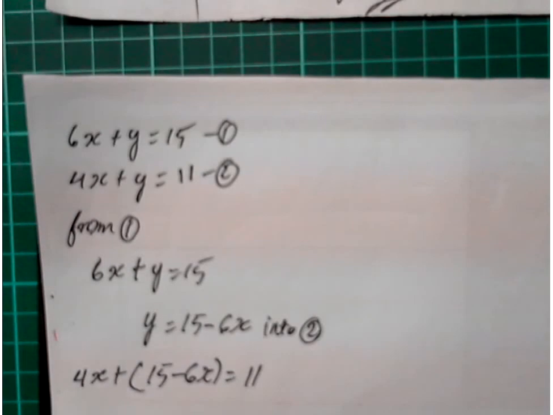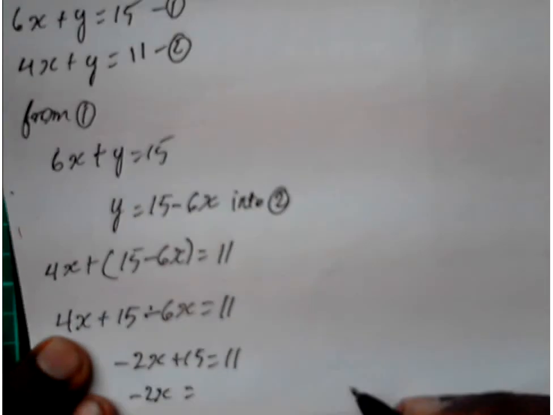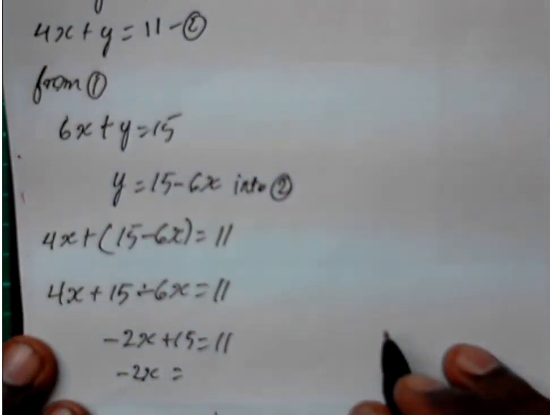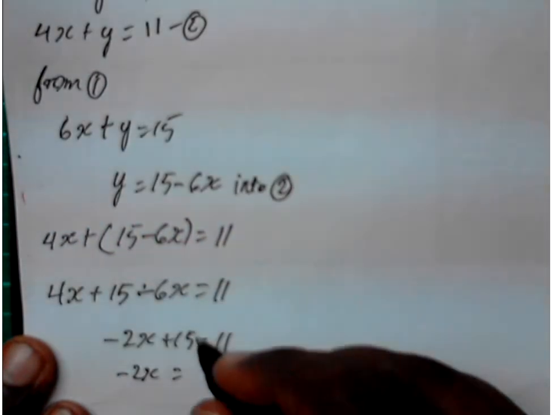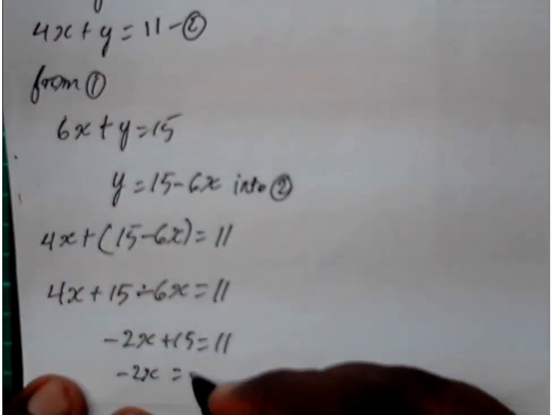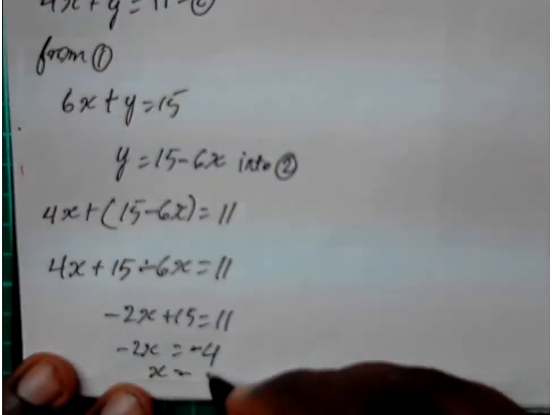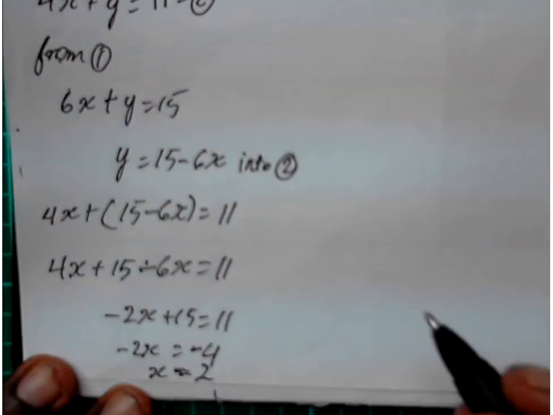So 4x plus 15 minus 6x equals 11, minus 2x plus 15 equals 11, minus 2x equals 11 minus 15. So 11, 12, 13, 14, 15 gives 4 negative, so minus 4. X is equal to 2. That's one of the answers.